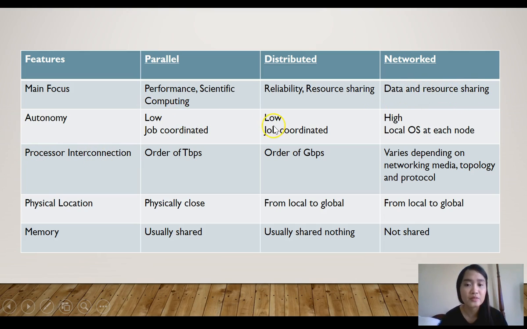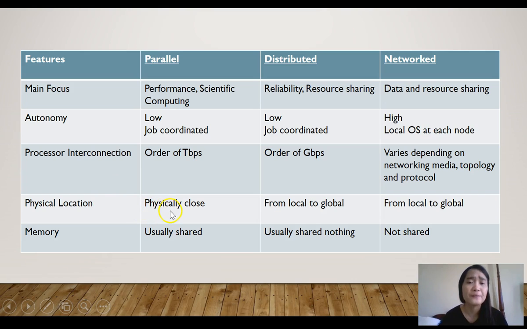Parallel and distributed, both of them would have low autonomy because the jobs are coordinated between the processors, while for network systems, there's high autonomy because there's a local operating system at each node. For the interconnection between the processors, for parallel systems, it is of a higher level. It's on the order of TBPS, while for distributed, it's usually on the order of gigabytes per second. For network systems, it really varies depending on networking media, topology, and the protocol used.